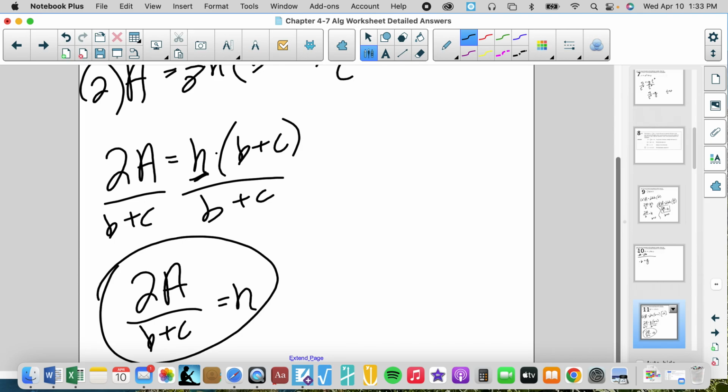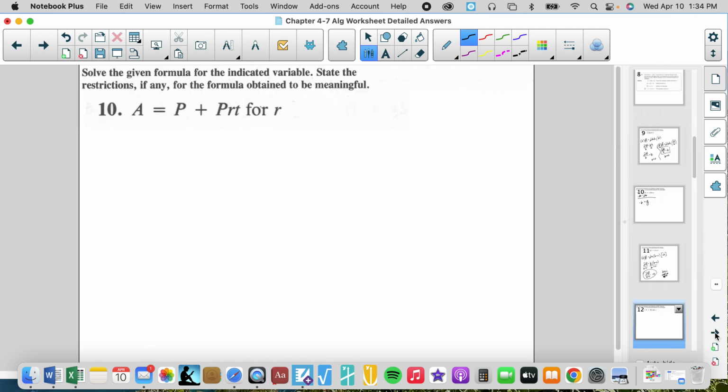You could have done it a little bit faster, but b and c cannot be opposite of each other. I don't know how we say that. Can't be opposites. And they can't be opposites because if they are opposite, they would make 0 in the denominator. But I don't know how you word that. I would word it that they can't be opposites.